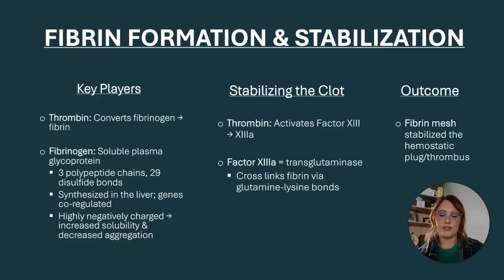As we see the final stages of the coagulation cascade, we see thrombin play an essential role in converting fibrinogen to fibrin. Fibrinogen, a soluble plasma glycoprotein, becomes insoluble fibrin, essentially forming a clot. Fibrinogen is highly abundant in plasma and is a dimer made of three distinct polypeptide chains that are covalently linked by 29 disulfide bonds. All three chains are synthesized in the liver, and the three genes encoding these proteins are located on the same chromosome, allowing for coordinated regulation of their expression in humans.